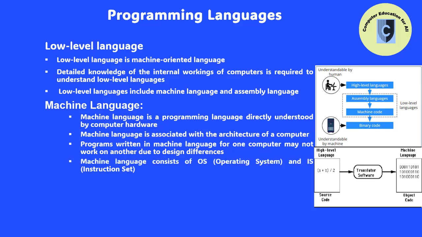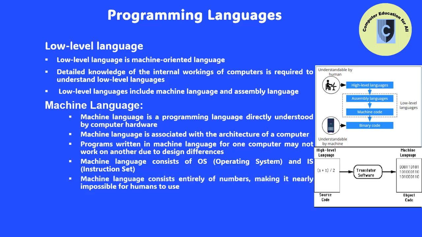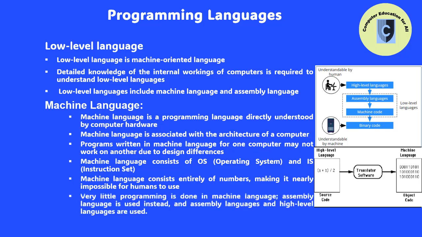It consists of 0s and 1s. It is almost impossible for humans to use machine language because it entirely consists of numbers. Therefore, practically no programming is done in machine language. Instead, assembly languages and high-level languages are used.